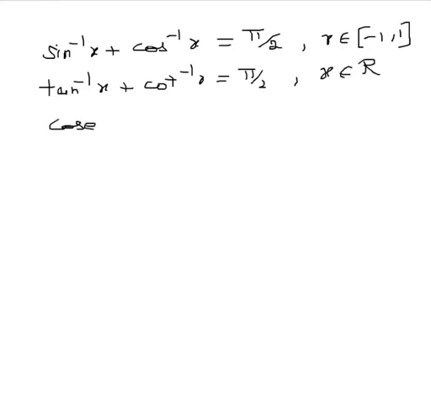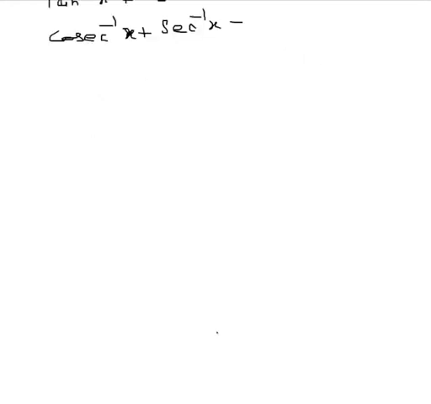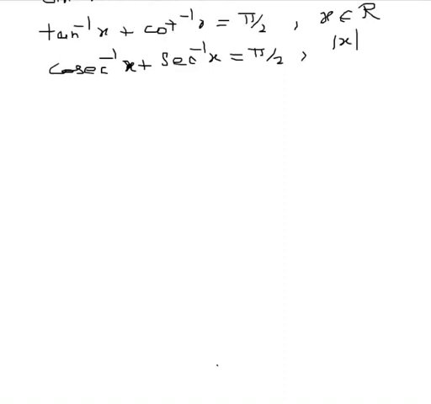And then cosecant inverse of x plus secant inverse of x is also pi by 2. X belonging to R minus open interval minus 1 to 1, or we may write it as absolute value of x greater than or equal to 1.